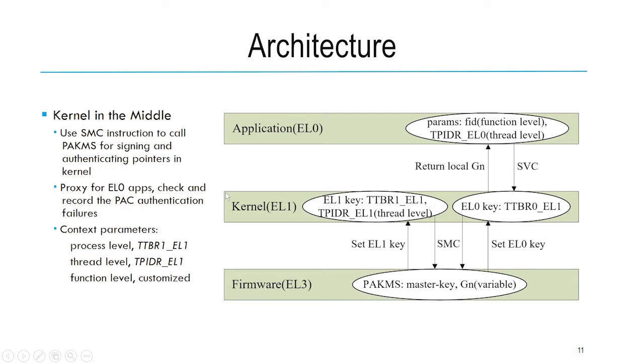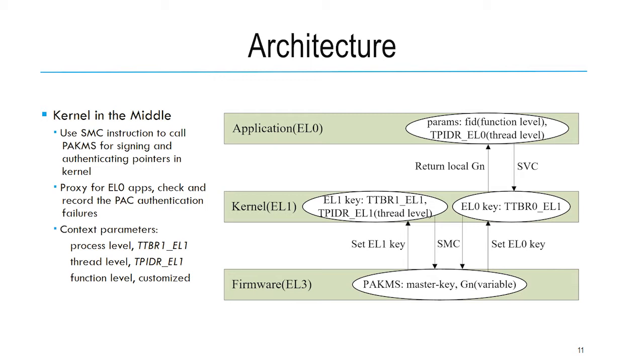And the kernel in the middle plays two roles overall. For one thing, the kernel can use SMC instructions to call PKMS for signing and authenticating pointers in the kernel. And for another, the kernel plays the role of a bridge between PKMS and the user space applications. The proxy also checks and records the PA authentication failures for EL0 applications. While invoking PKMS, we can pass some unique context parameters to ensure rich diversity of PA keys, so that different kernel threads have distinct keys.